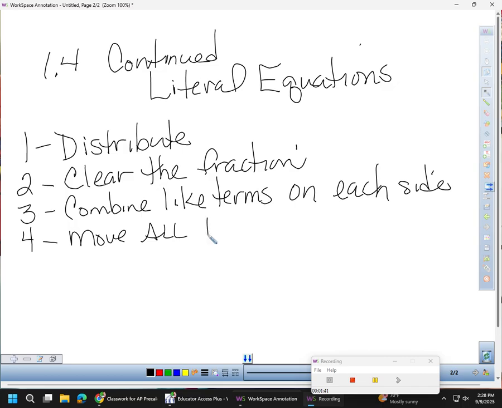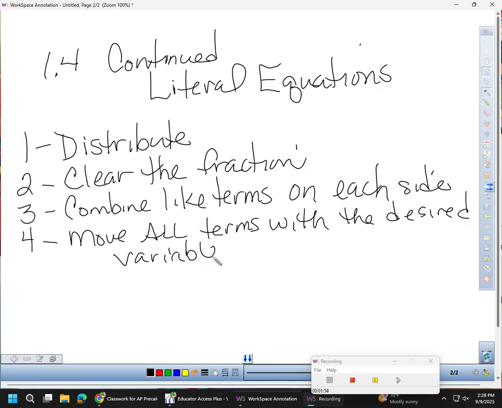all terms with the desired or wanted variable to the left. Step 5, we are going to move everything else to the right.